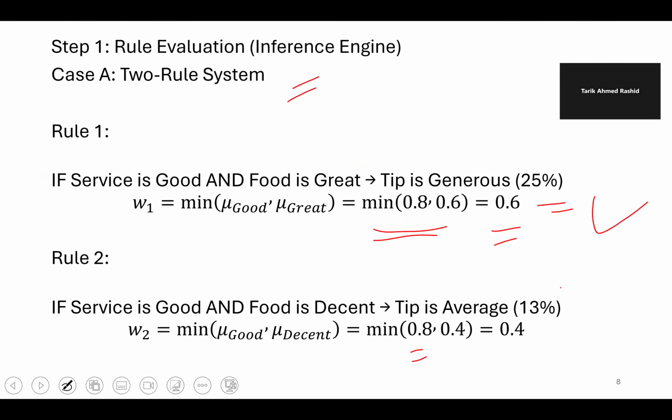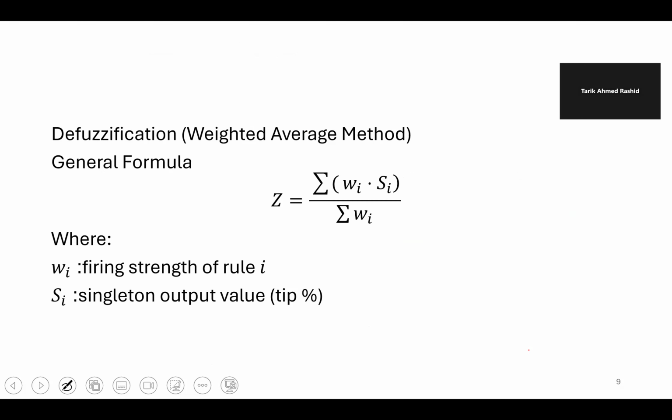Let's check. The service is good and food is decent, so we take 0.4. And the tip is average, 13. We say tip is average 13, the cheap is 0.5 and the generous 25. So these are the rules that we made.